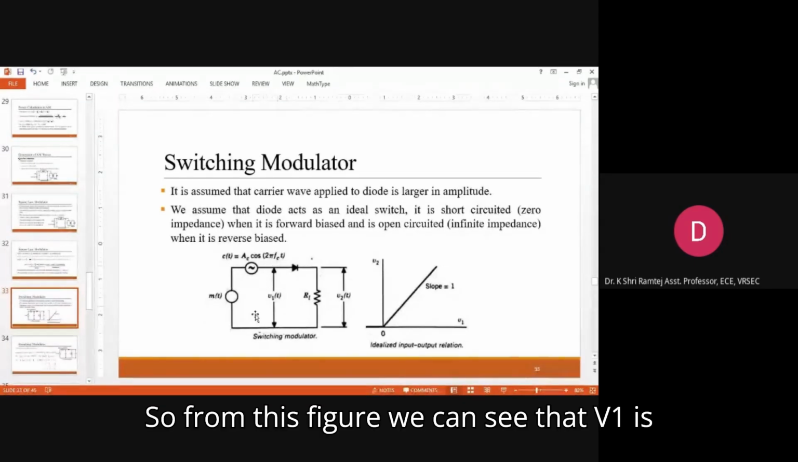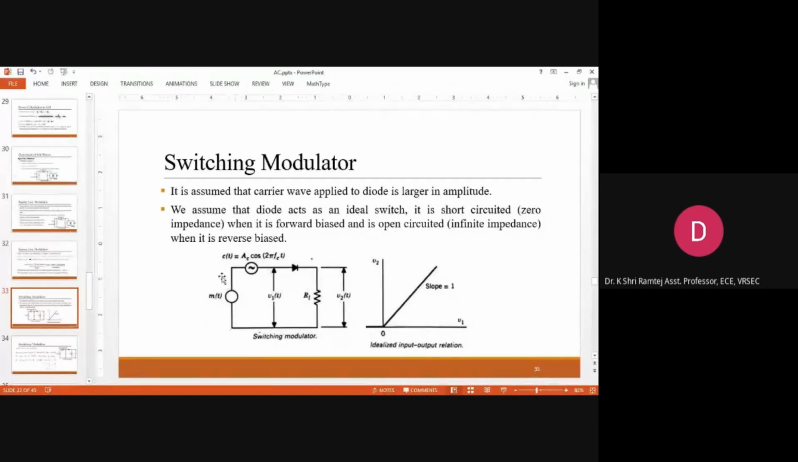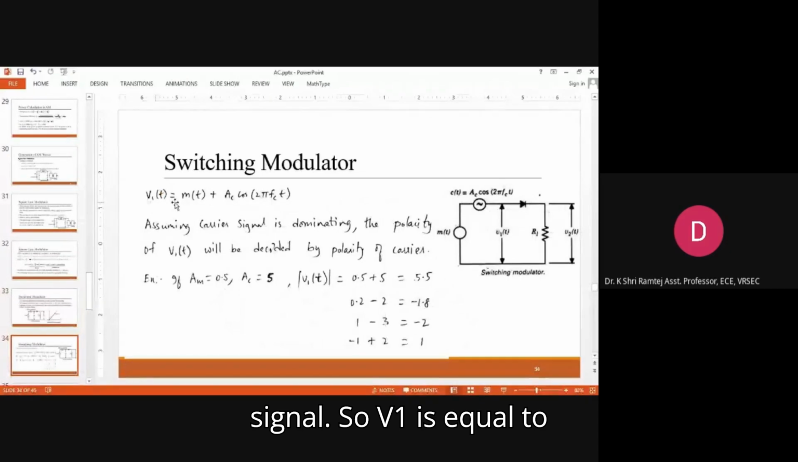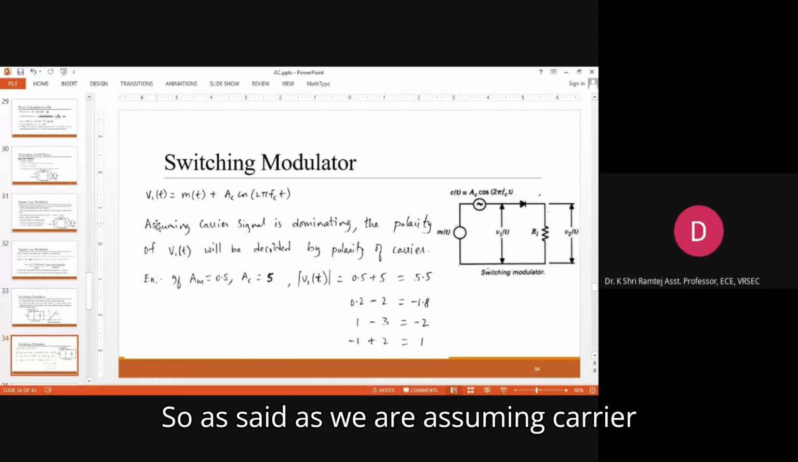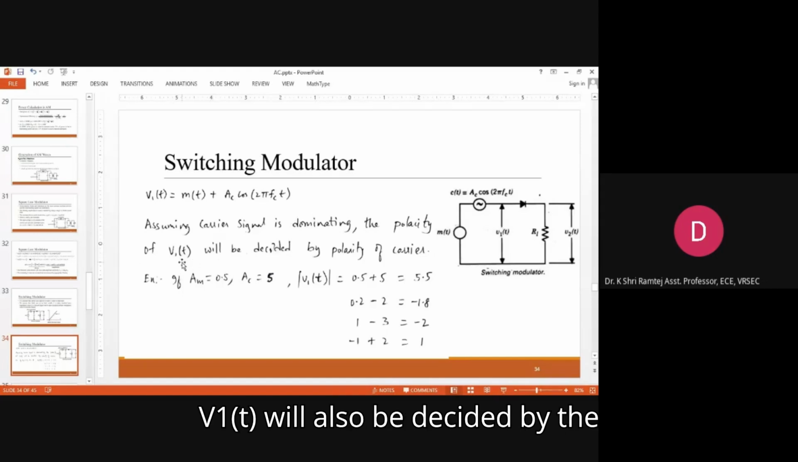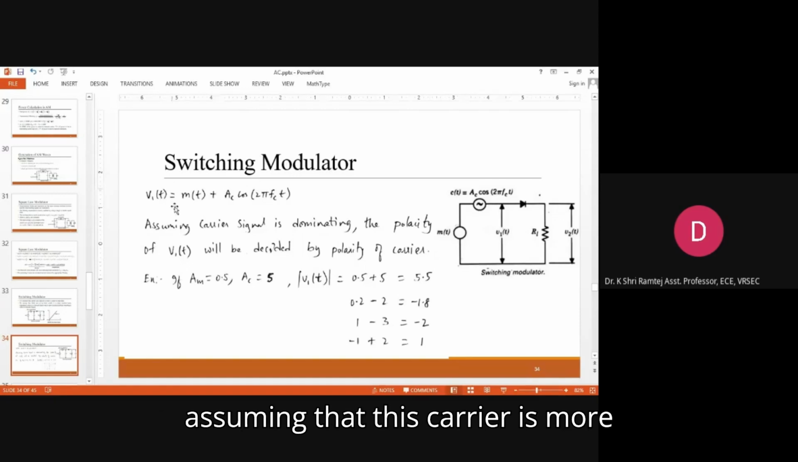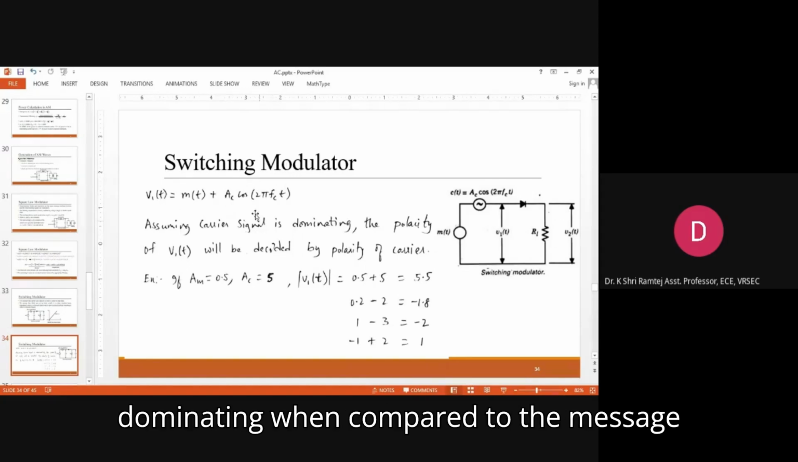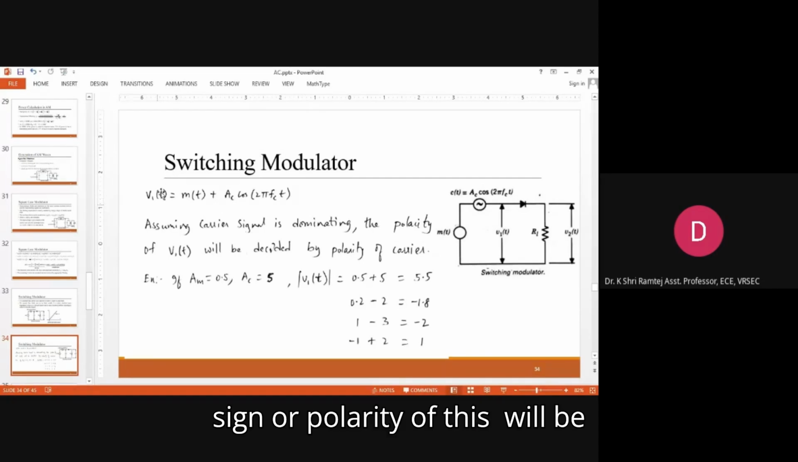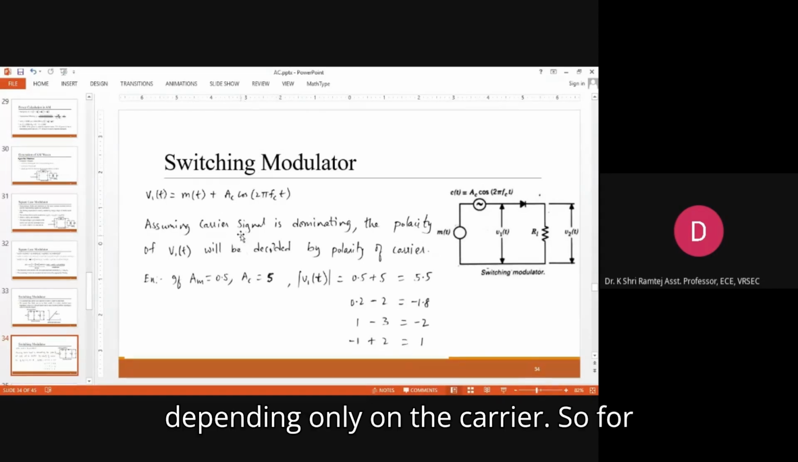From this figure we can see that V1 is the sum of the message signal and the carrier signal. So V1 is equal to m of t plus AC cos 2 pi fct. As we are assuming the carrier signal is dominating, the polarity of V1 of t will be decided by the polarity of the carrier. Since the carrier is more dominating when compared to the message signal, the sign or polarity of V1 of t will depend only on the carrier.